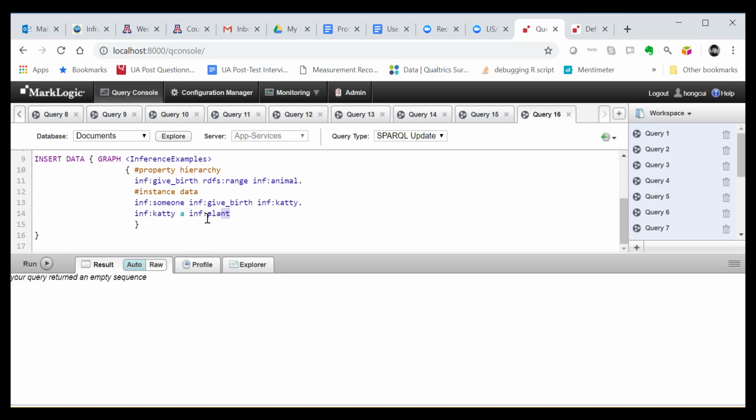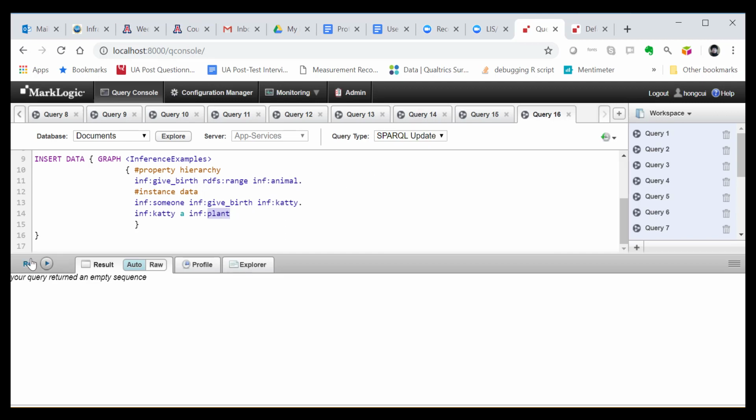But at the same time, I asserted that Katie is a plant. So intuitively, you will see this is a conflict. Katie should probably not be an animal and a plant at the same time, if we know that plants and animals are distinct. I mean, they're disjoint sets of things. However, RDFS doesn't know that. So it will be happy to infer that Katie is a plant and Katie is also an animal.